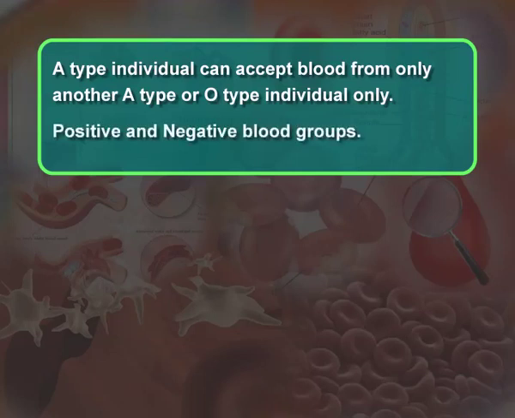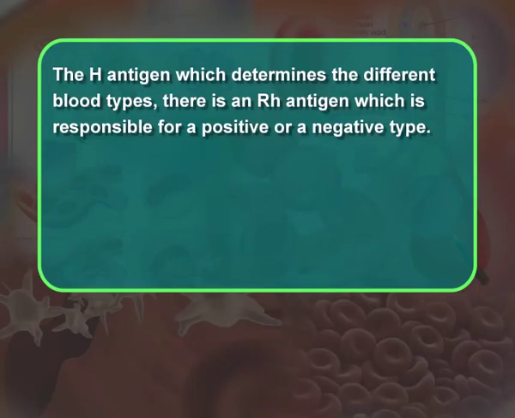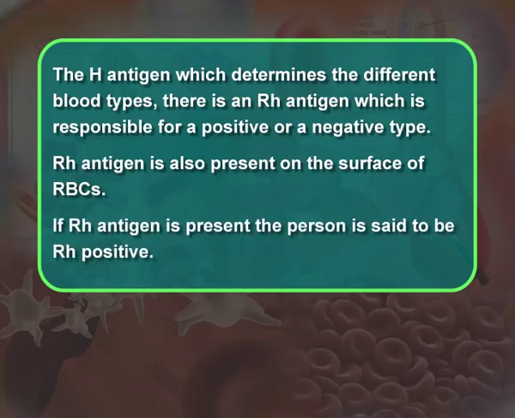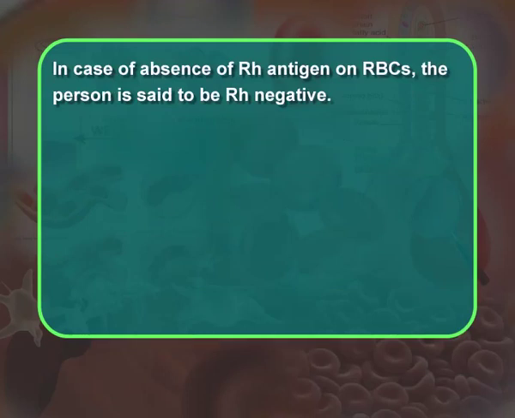You must have also heard about positive and negative blood groups. Now, what determines positive or negative type? Friends, just like the H antigen which determines the different blood types, there is an Rh antigen which is responsible for positive or a negative type. Rh antigen is also present on the surface of RBCs. If Rh antigen is present, the person is said to be Rh positive, and if it is absent, the person is said to be Rh negative.